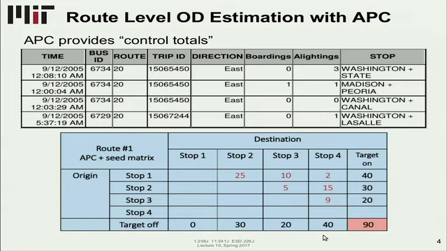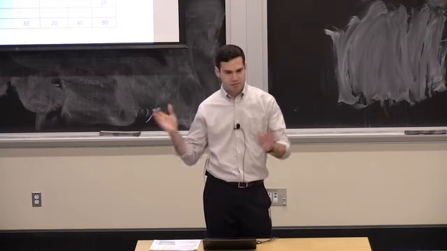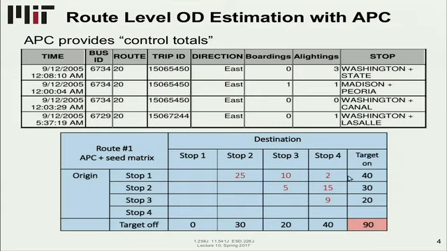These are called control totals in the context of scaling. So you might be aggregating across days, for example, for a 30-minute period, and count how many people are getting on at each stop, getting off at each stop. And then what we want to estimate, knowing how many people get on and off at each stop, is the origin destination matrix. That is, the cells inside of this matrix saying how many people get on at stop 1 and off at stop 3.